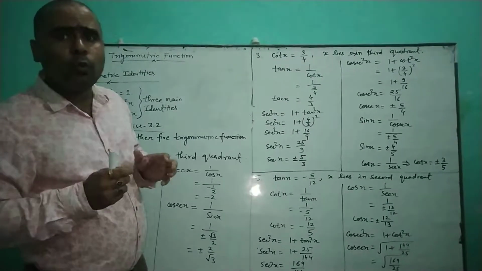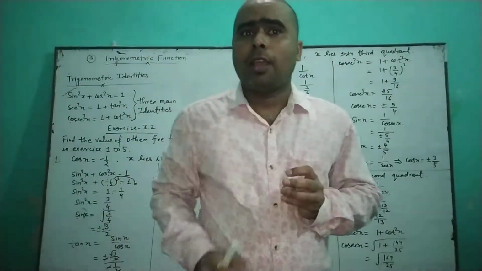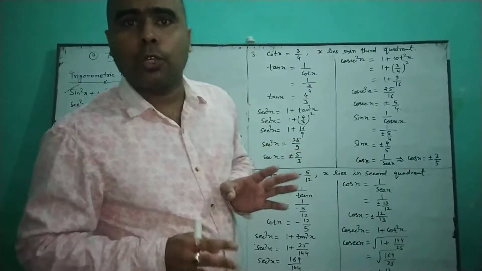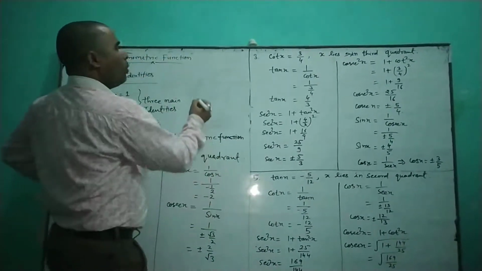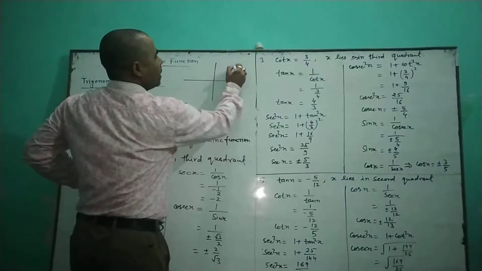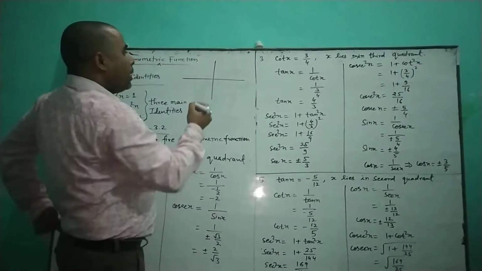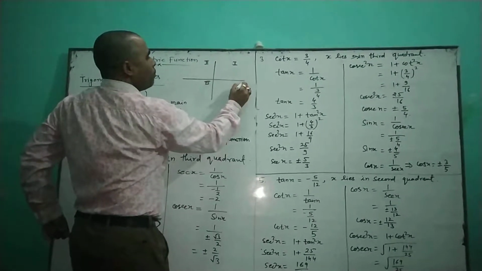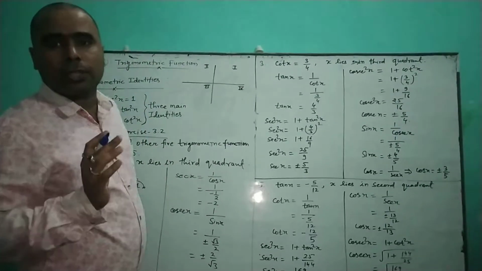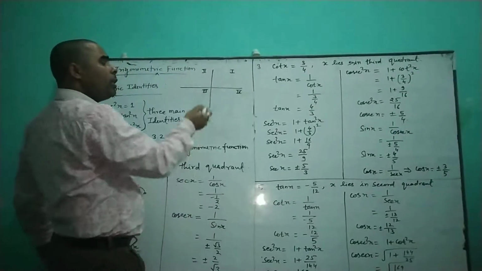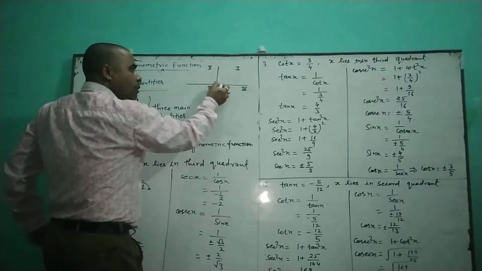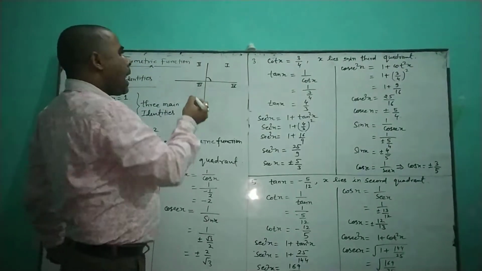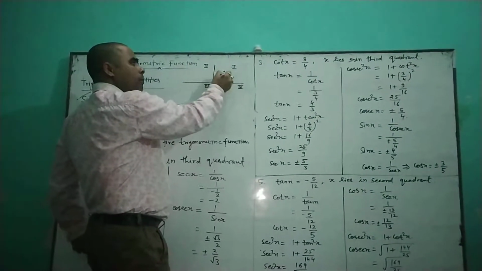Now what is the value of the 6 trigonometric functions? How we can decide whether the value will be positive, negative or 0, infinite, whatever it is. Now in class 10 we studied the quadrants. There are 4 quadrants: first, second, third, and fourth. Now in the first quadrant, the angle should be between 0 to 90, and between 0 to 90 all the values should be positive.